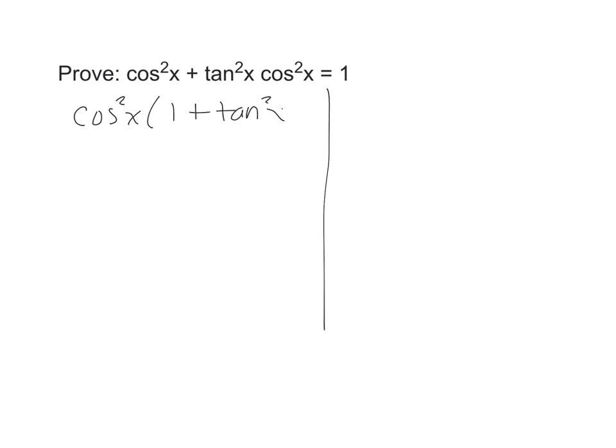Let's try this one. I might try it both ways just for fun. You could factor out a cosine squared x. I'll just do this one, then I'll do the other. If I do this, is that 1 plus tangent squared x an identity? Yeah. It's equal to secant squared x.